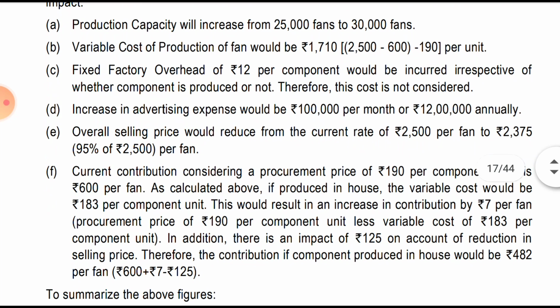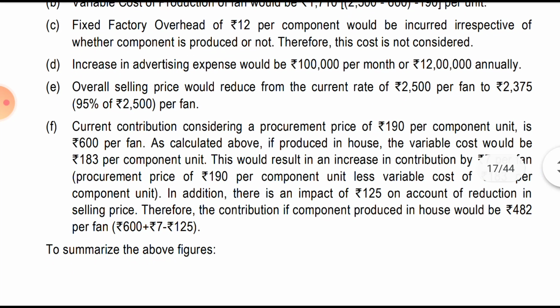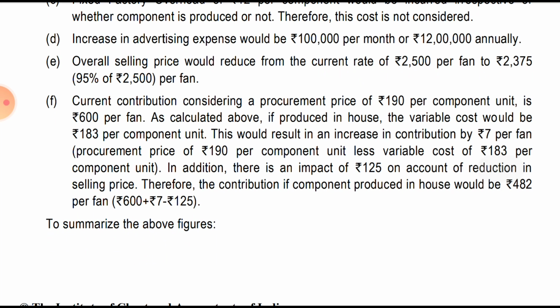Increasing the advertisement expenses would be 1 lakh per month, that is, 12 lakh rupees annually. Overall the selling price would be reduced from the current rate of 2,500 to 2,375, that is a reduction of 125, as they had mentioned in the question. Current contribution considering the procurement price of 190 is 600, as calculated above.